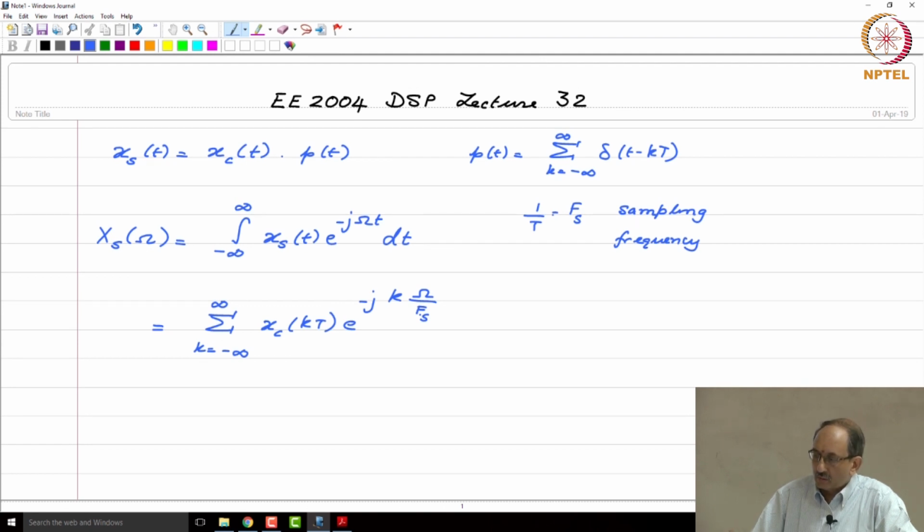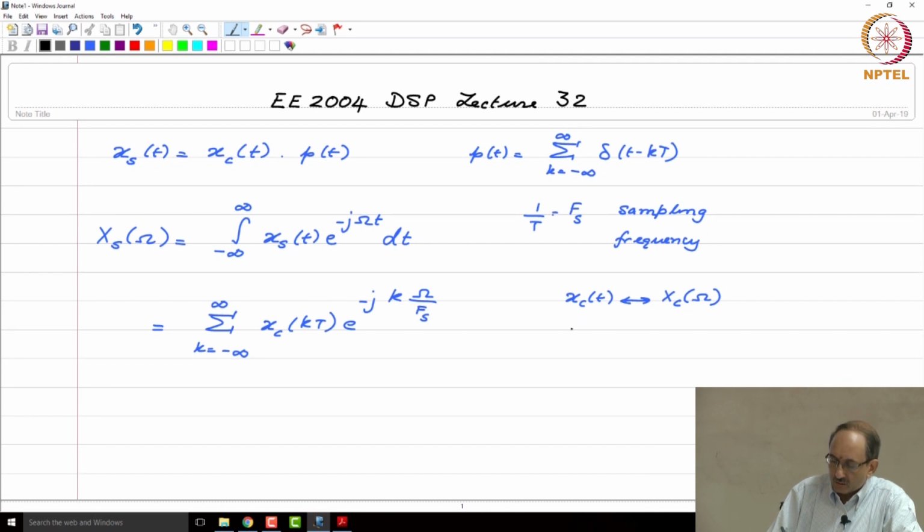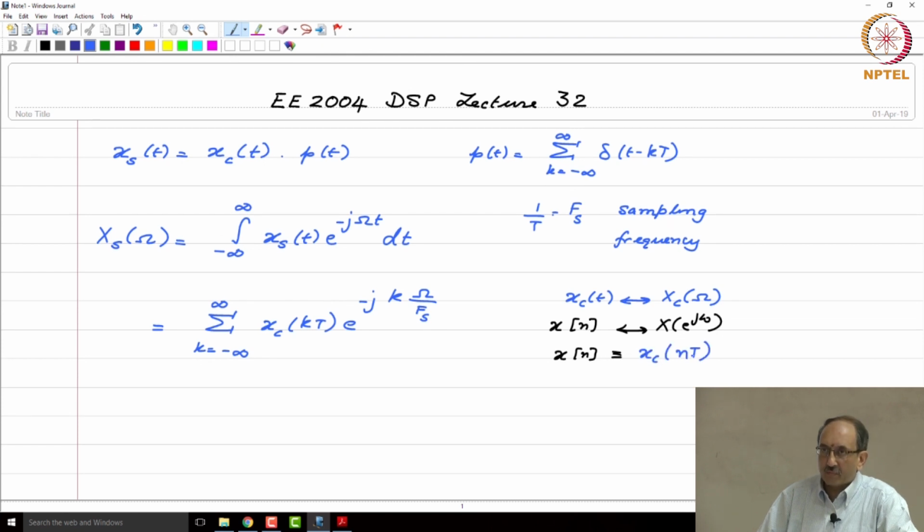Remember, our goal is to relate the continuous time Fourier transform of xc of t. Xc of t has continuous time Fourier transform xc of cap omega, and the other sequence that we are interested in is x of n, which has discrete time Fourier transform x of e to the j omega, and x of n is nothing but xc of n cap t. These are the values of the signal at the sampling instance, and our ultimate goal is to relate xc of omega and x of e to the j omega.